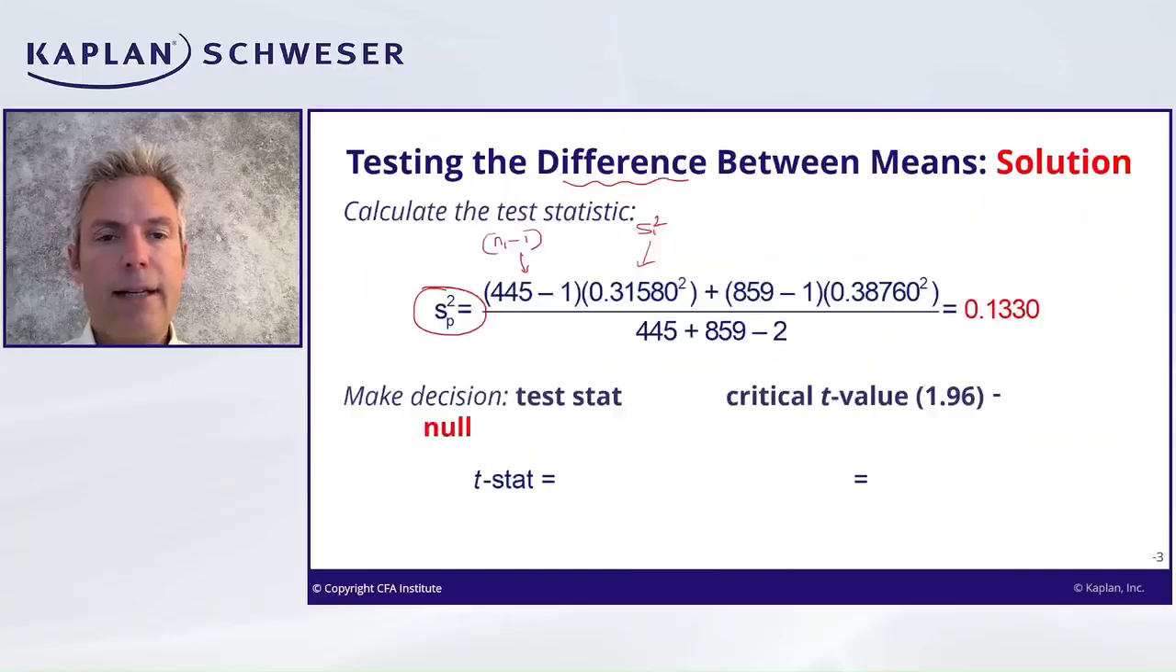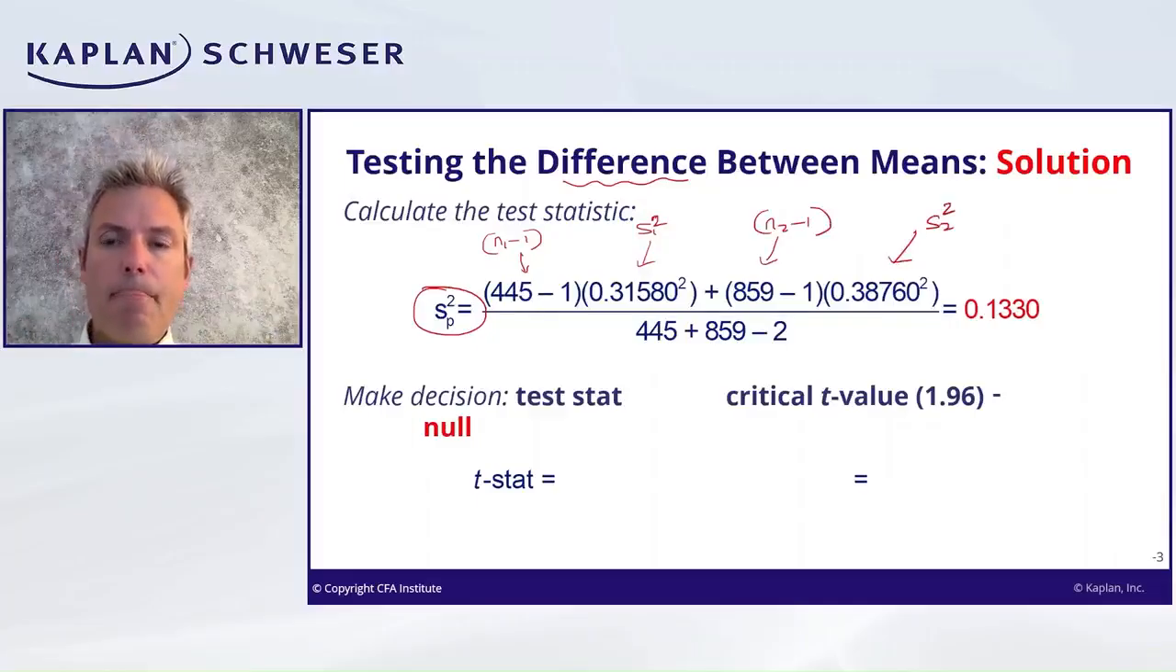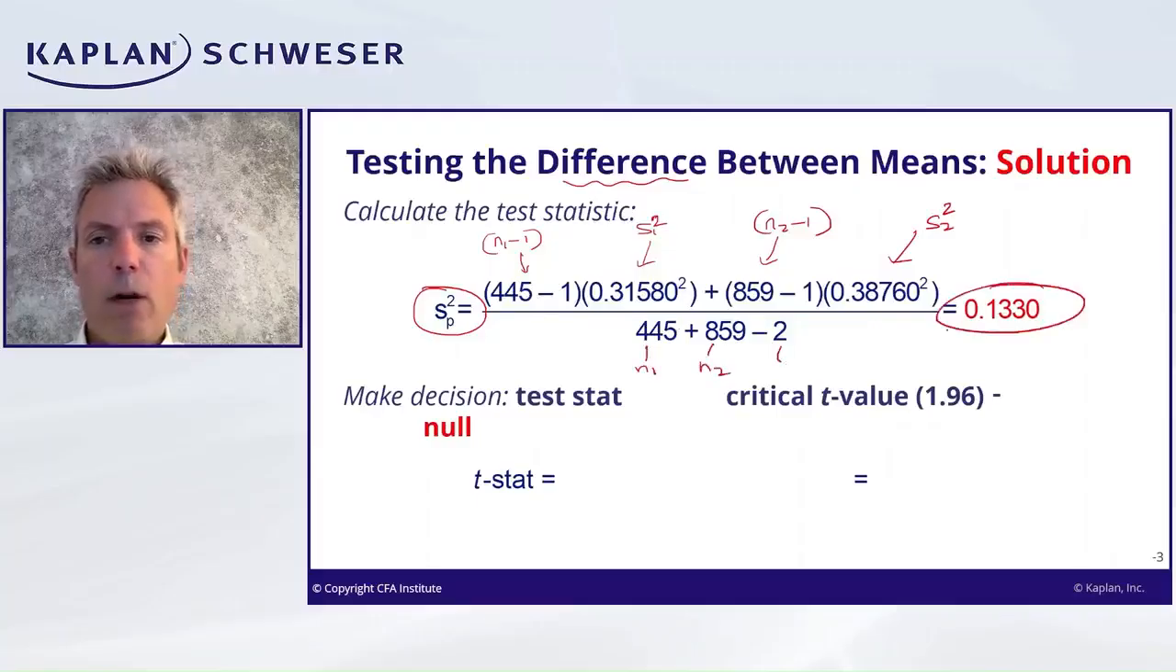So that's scaling the first variance up to just look at squared deviations. This must be n2 minus 1 multiplied by s2 squared. That's scaling up the second variance to go back to the squared deviations. And then we're dividing through by n1 plus n2 minus 2. That comes out at 0.1330. So take your time with that calculation. We did discuss it before.